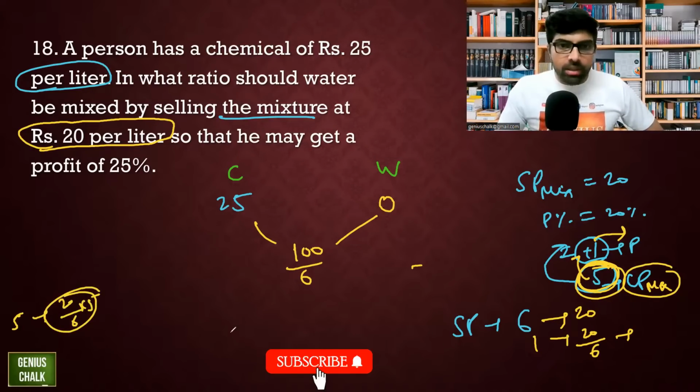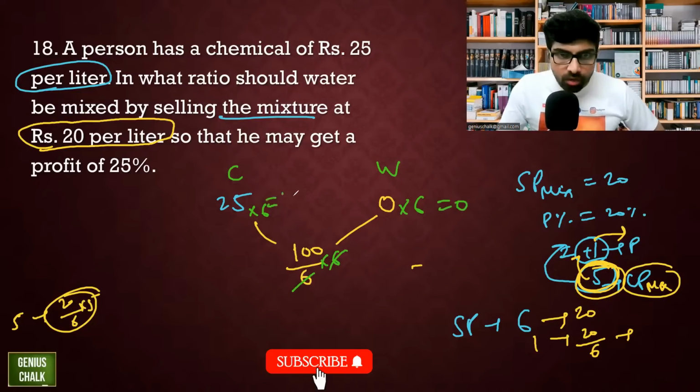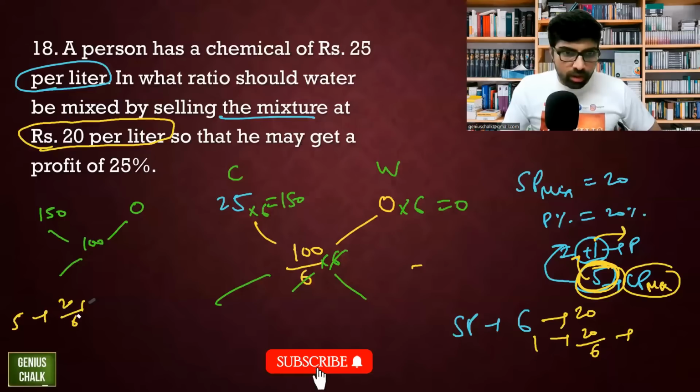Now, with 6 in the denominator, you need to multiply everything by 6, making it 100. And this is 0 only. This is 150. So my question has been changed to 150, 0, 100, and now I need to find the ratio. So what is the ratio now?